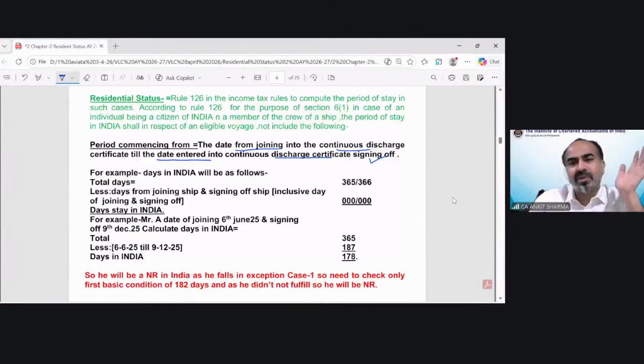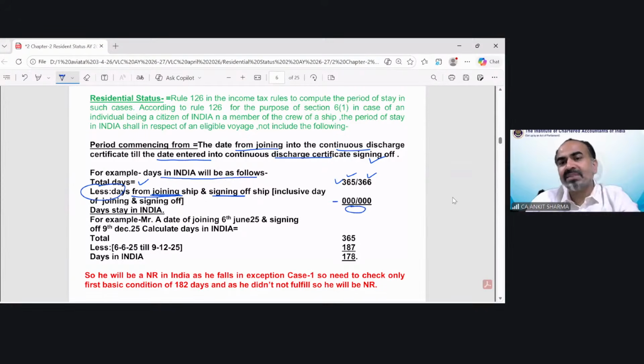For example, days in India will be as follows. Like this we will count. Total number of days 365. If a leap year, 366 we will take. Then we will find that duration of joining certificate and signing off certificate. Those duration we will reduce from total number of days. And the balance number of days would be days of stay in India.